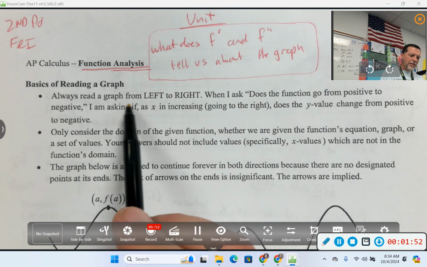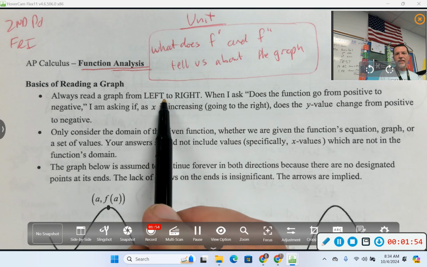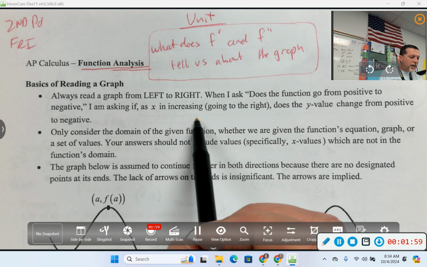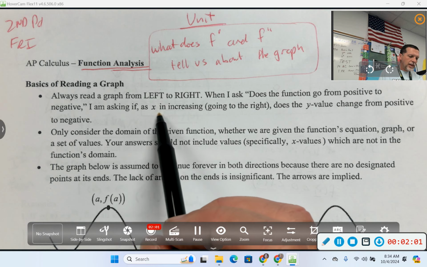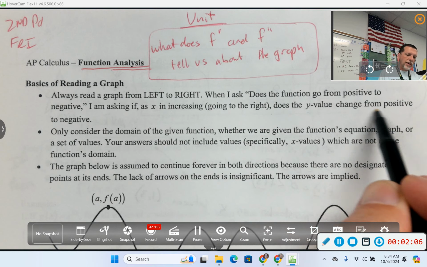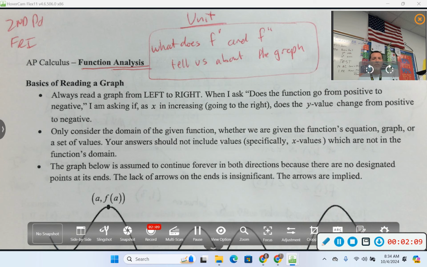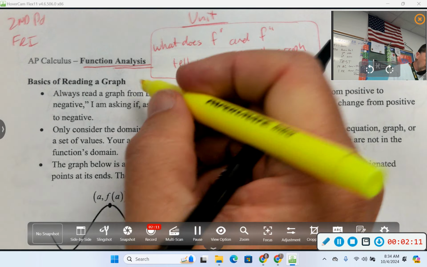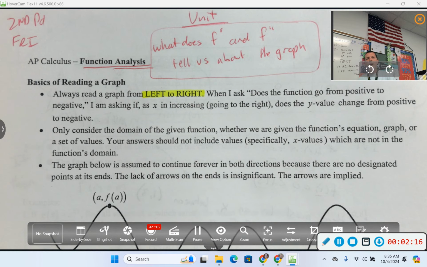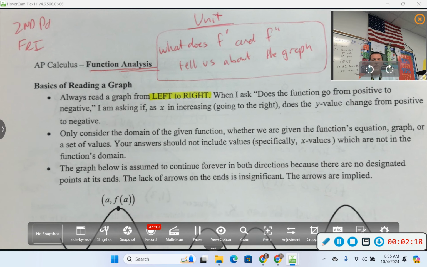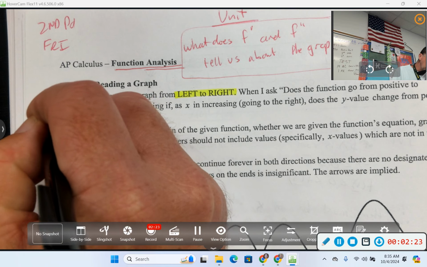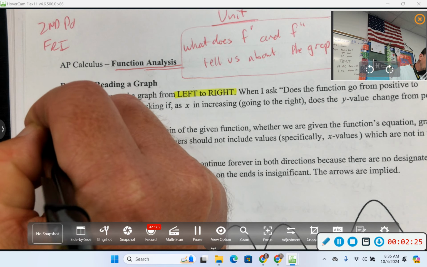Okay, always read a graph like you read a book, left to right. So when I ask, does the function go from positive to negative, what we're really saying is, if x is increasing going to the right, does the y value change from positive to negative? So left to right, that's sort of understood from here on out. You read a graph like you read a book, from left to right. And the only, I guess, confusing time would be if, say, we had a graph that looked like this.